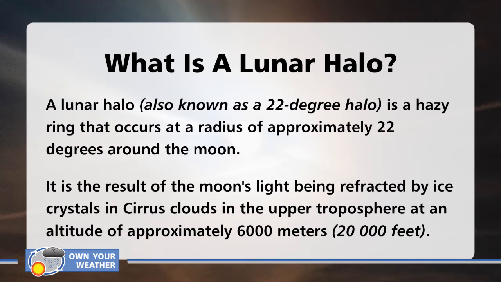Okay, let's get back to the definition. What is a lunar halo? A lunar halo, also known as a 22-degree halo, is a hazy ring that occurs at a radius of approximately 22 degrees around the moon. It is a result of the moon's light being refracted by ice crystals in cirrus clouds in the upper troposphere at an altitude of approximately 6,000 meters or 20,000 feet.